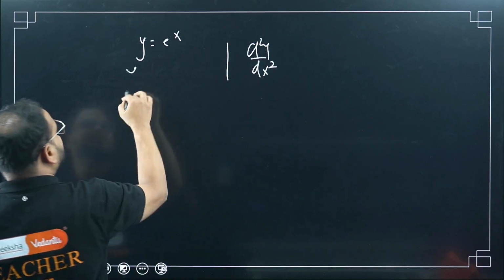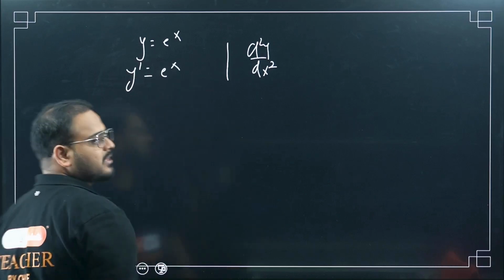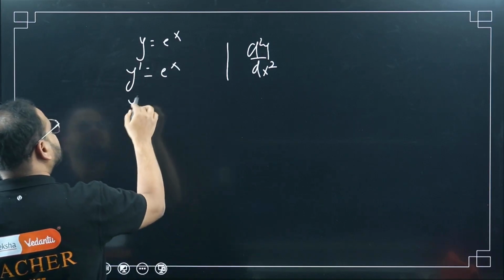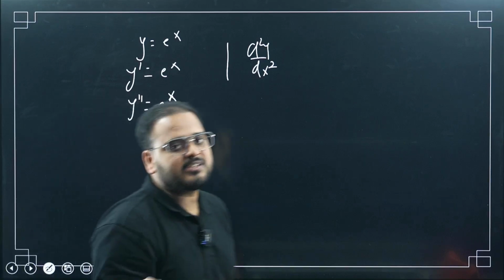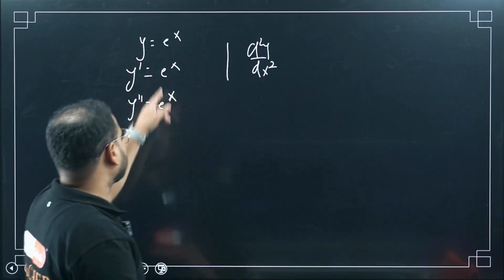So what is my first derivative? Tell me. For e power x, sir, same thing. Second derivative, sir, remains same, no? Exponential function does not change its differentiation. It remains same. E power x, okay?